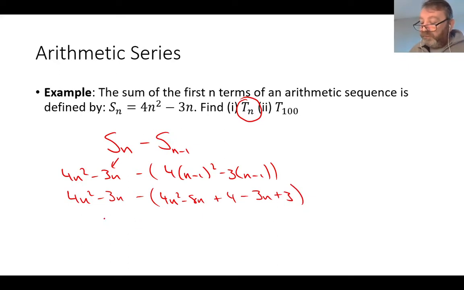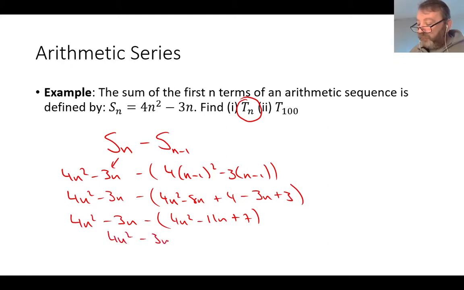Okay, so what's that going to give me? 4n squared minus 3n minus, now tidy this up in here a little bit, 4n squared minus 8n minus 3n is minus 11n, and 4 and 3 is 7. So finally, 4n squared minus 3n, remove the brackets, minus 4n squared plus 11n minus 7. Straight away, your 4n squareds cancel. You're left with 11n minus 3n, and 11 minus 3 is 8. So that's 8n minus 7, which is T of n.